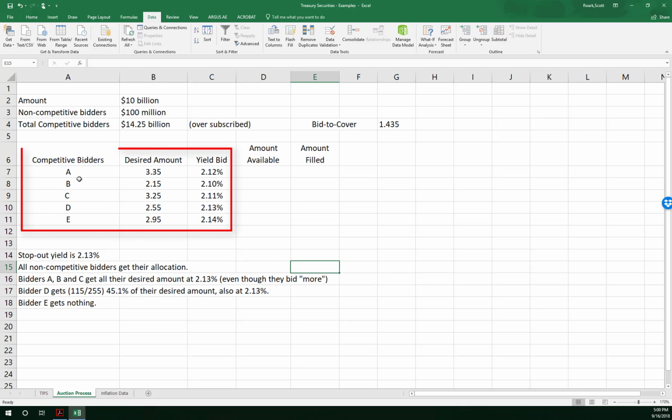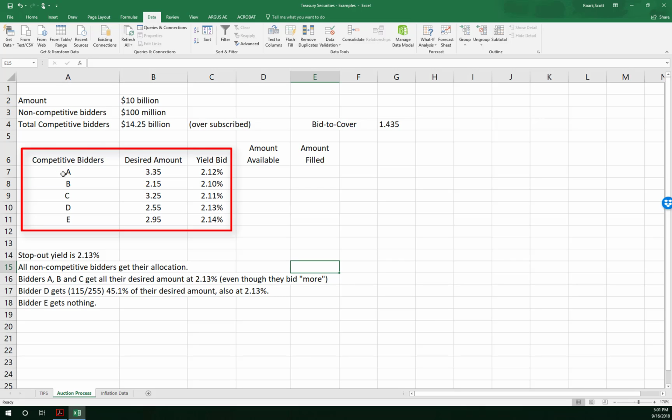I've got a list of competitive bidders, the desired amount, these are in billions, and the yield that they're bidding. Now these are not in order, so one thing I would want to do is to sort these, because the Treasury is going to be awarding based on the highest price offered, which would translate to the lowest yield bid. So for instance, in this particular case, the group of bidders lumped in as group B want a total of $2.15 billion. Their desired yield is 2.1. That's the lowest of these yields, which means they're offering the highest price.